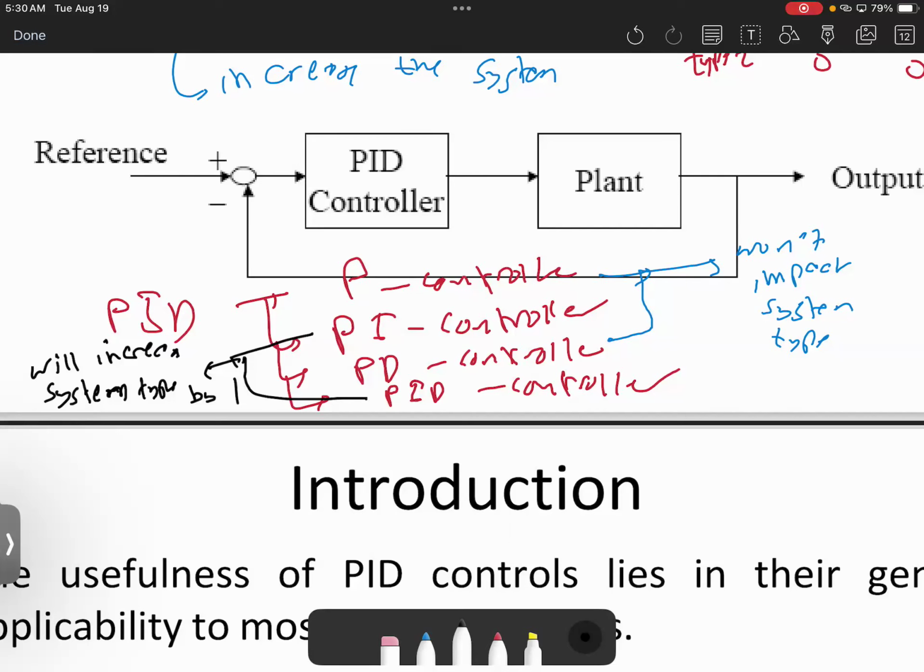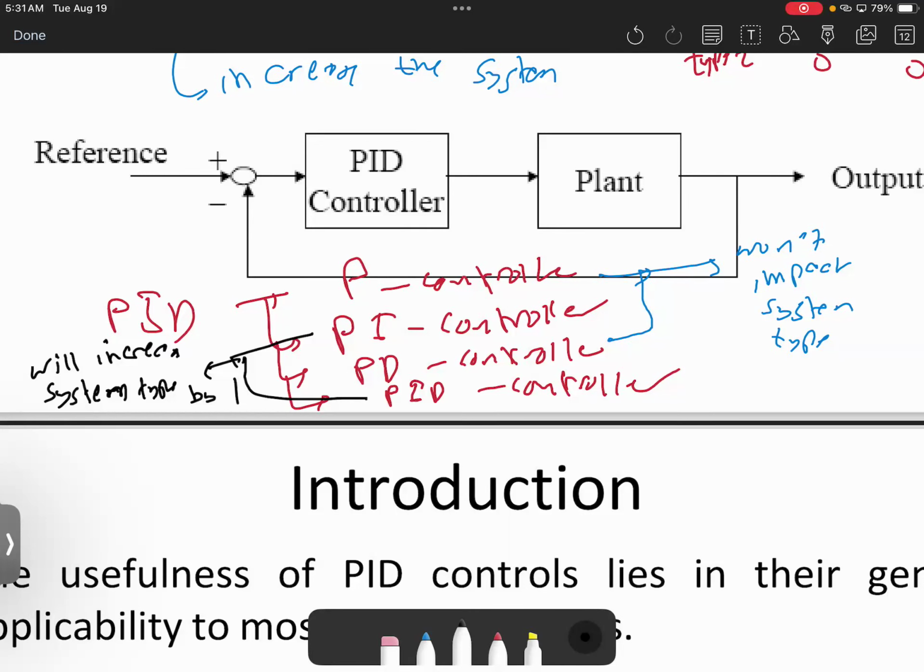Therefore, whenever we have step inputs for a type 0 system, it will improve it. Therefore, it will eliminate the steady state error. What's the impact of D? D will improve the transient performance, the overshoot, and will try to reduce it. While the I will do what? It will reduce the steady state error, or eliminate it, make it zero.